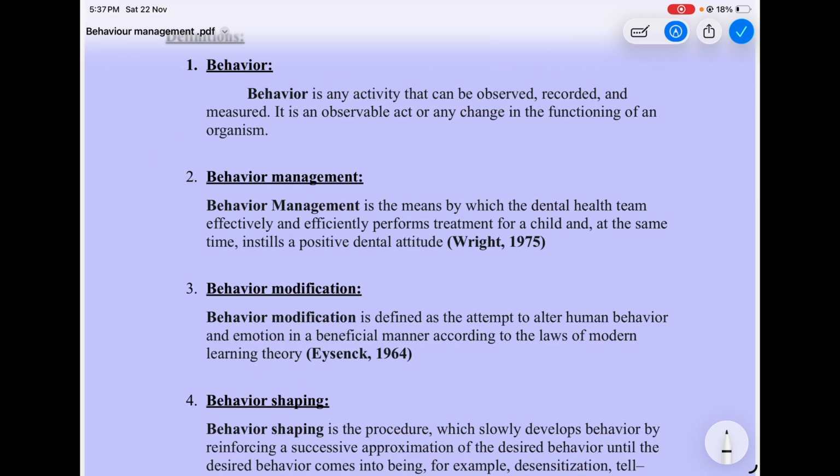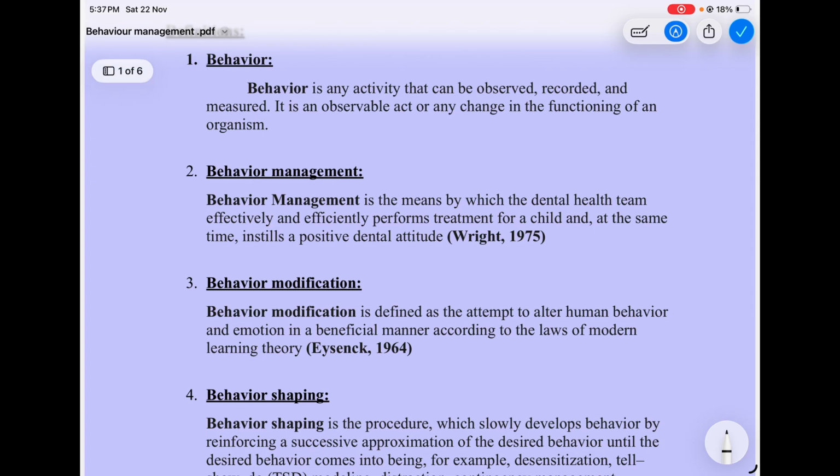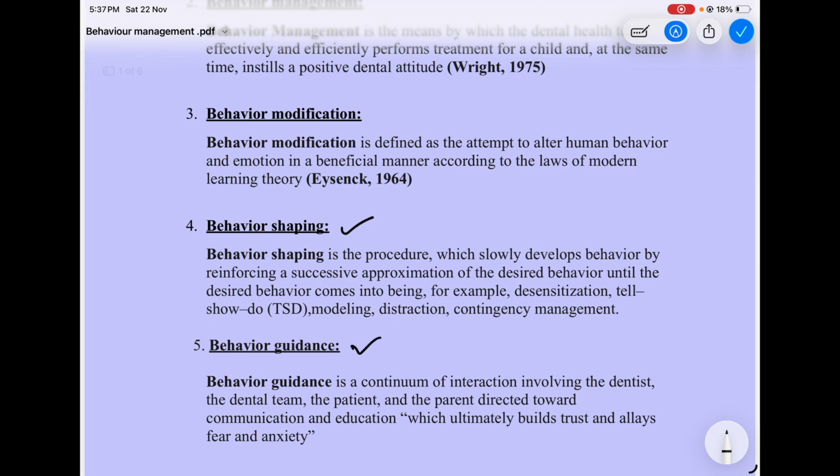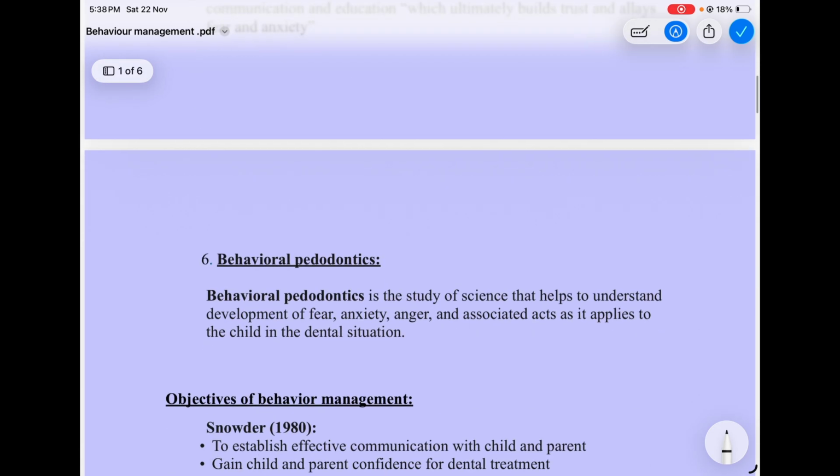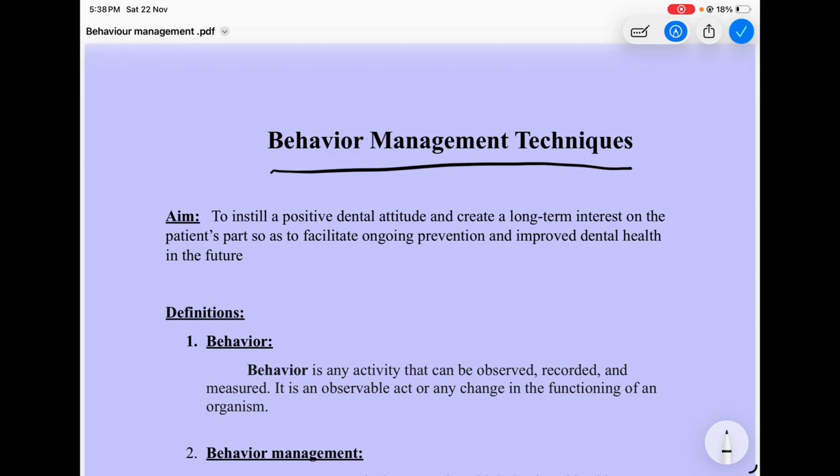These are all important definitions, starting with behavior and behavior management. We generally modify behavior by behavior shaping with proper guidance in behavior management, and all these things are done by us in children, so that's why it's called behavioral pedodontics. So first, why do we need behavior management? What are the aims behind it? Although the operative dentistry may be perfect, the appointment is a failure if the child departs in tears.